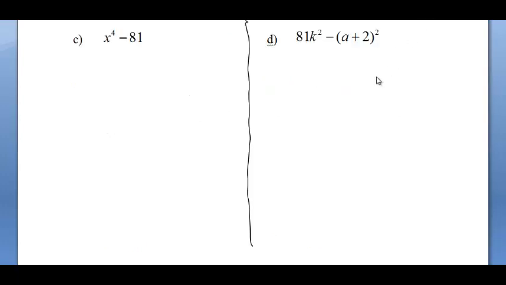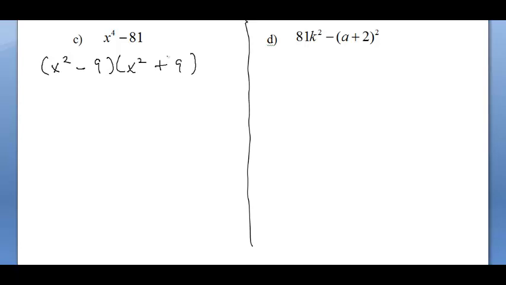Our next example, x to the fourth minus 81. So we ask ourselves, is x to the fourth a perfect square? The answer is yes. Anytime we have an even exponent, that is a perfect square. 81 is also a perfect square, and they're separated by a minus sign. So we factor this using our pattern, x squared and an x squared, a 9 and a 9. One of these is a minus and the other is a plus.